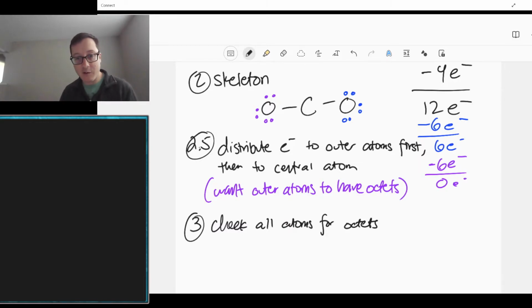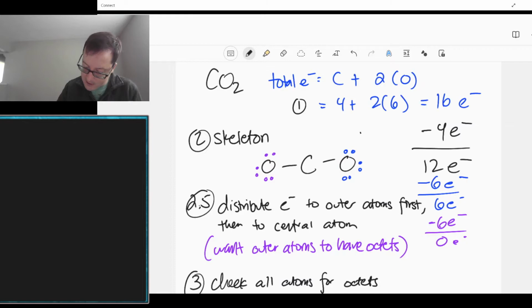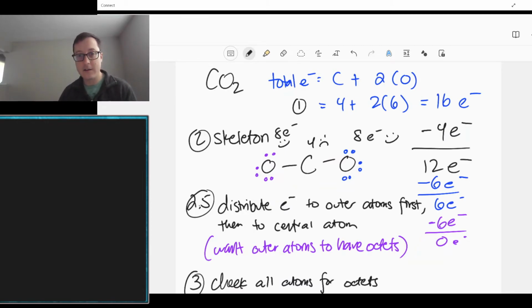We're going to check them all for octets. And we see, aha, this oxygen has 8. This oxygen has 8. This carbon has 4 only. Very sad. Very sad carbon.